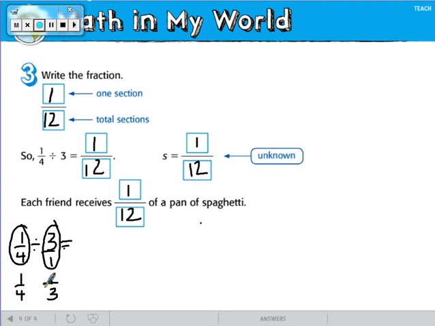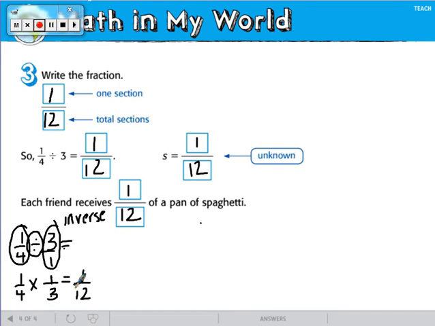What's it called when we flip it? 1/3. It's the inverse. It's the opposite. Okay? What do I do with the division problem? Change it to multiplication. Thank you. 1 times 1 is? 1. 4 times 3 is? 12. So our answer is 1/12.